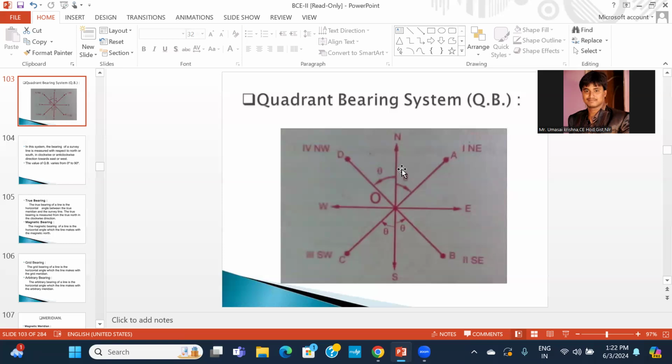The quadrants will be taken in the clockwise direction. First quadrant, that is northeast. Second quadrant, southeast. Third quadrant, southwest. And the fourth quadrant, northwest.